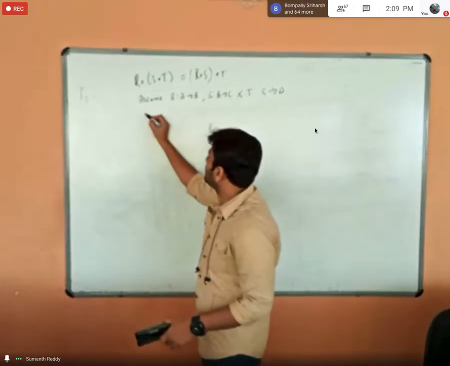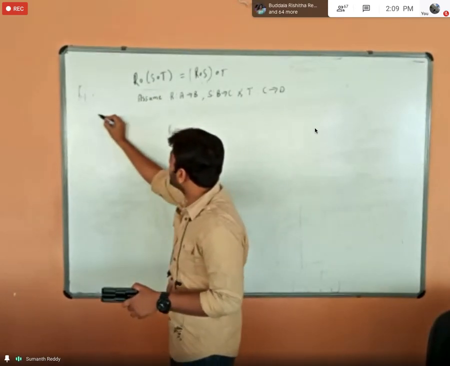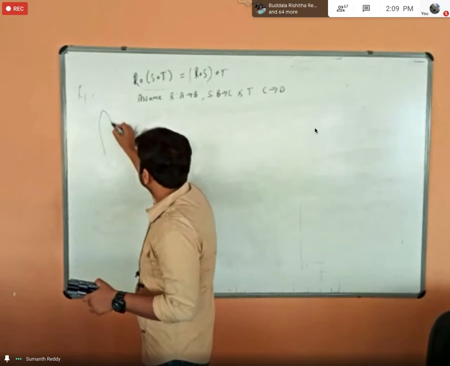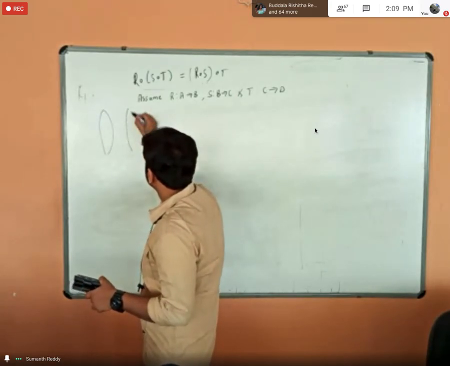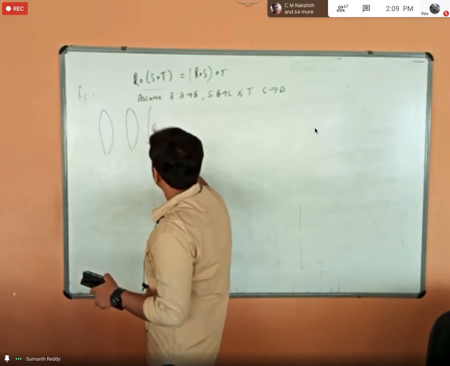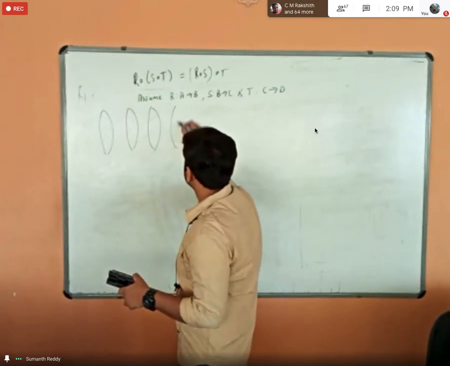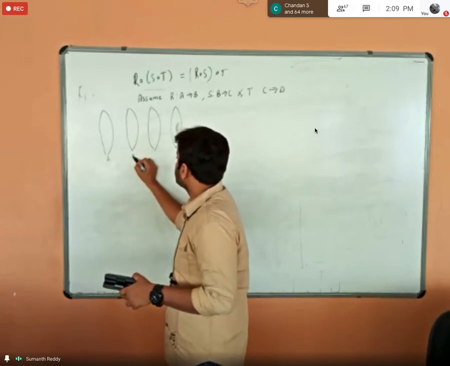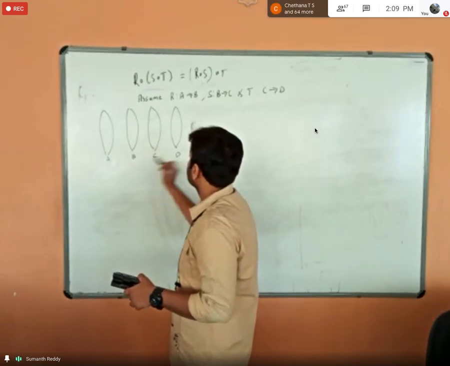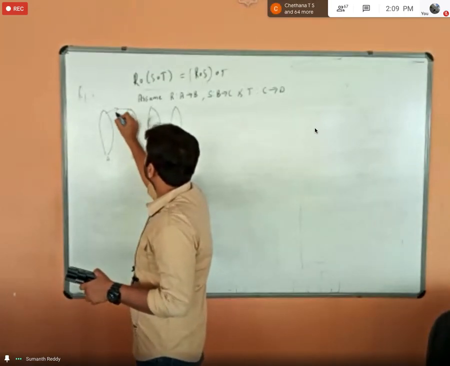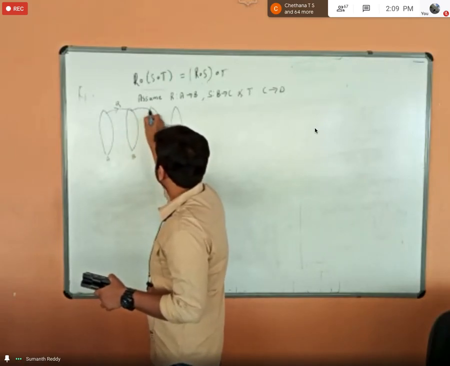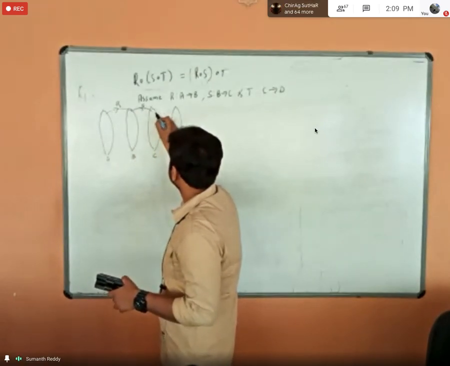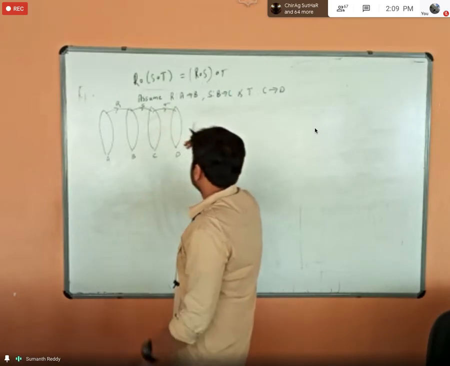So based on this, first I will draw the arrow diagram, right? A, B, C, D. So this is the first set A, this is the second set B, C, and D. And R is a relation from set A to set B, S is a relation from set B to set C, and T is a relation from C to D.